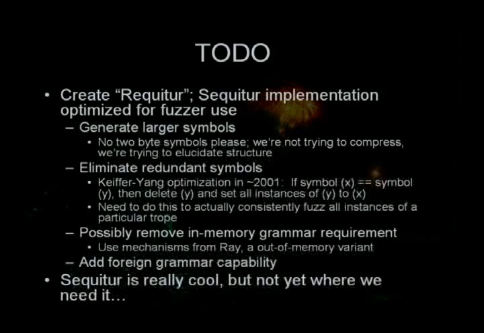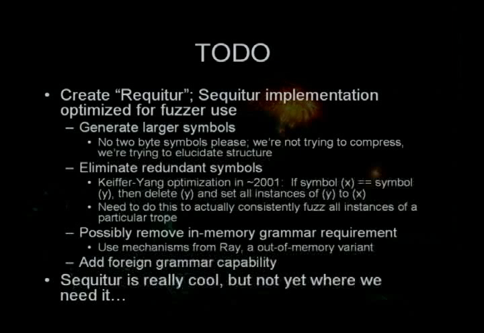Kiefer Yang in 2001 created an optimization, which is basically if you have two symbols that are the same actual literal plaintext, merge them into one. You would think this would be obvious, but it affects some of the performance of Sequitur, so it wasn't in the original version. And you need to do this if you're going to fuzz all instances of a particular set of literals.